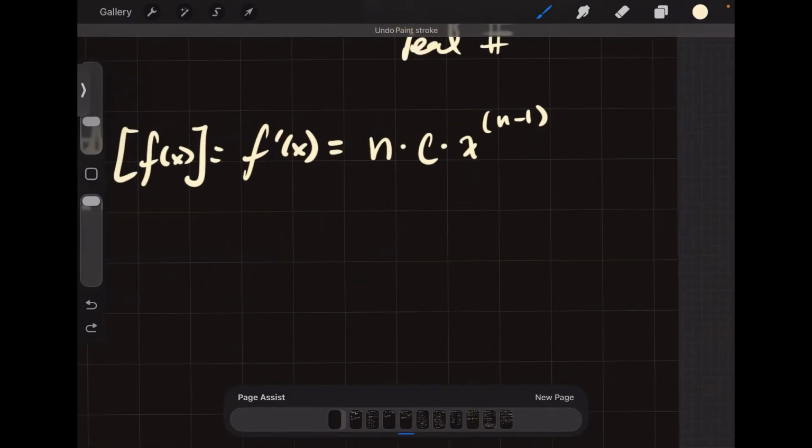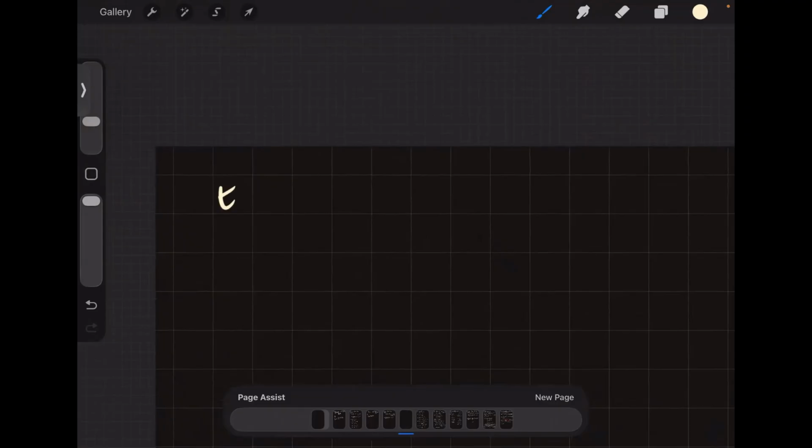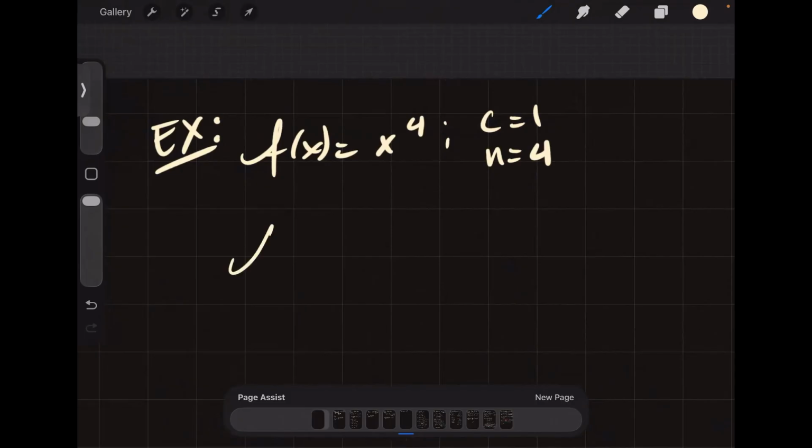Okay, we're gonna do so many examples. It's gonna be so fun. Ready? For example, f of x is equal to x to the fourth, where c is equal to 1, n is equal to 4, and that means f prime of x is equal to 4 times 1 times x to the 4 minus 1, which is 4x to the third. Easy money.